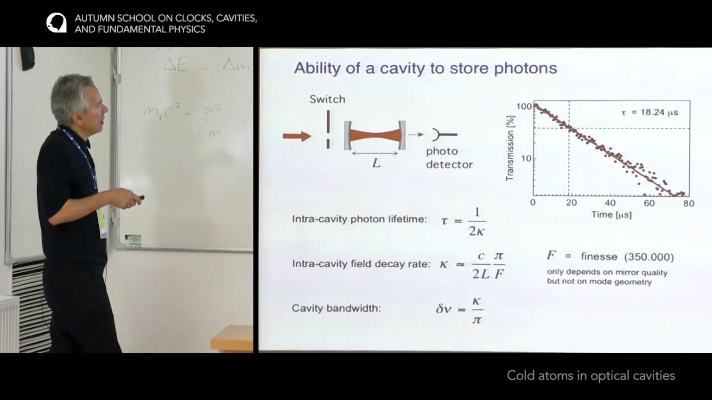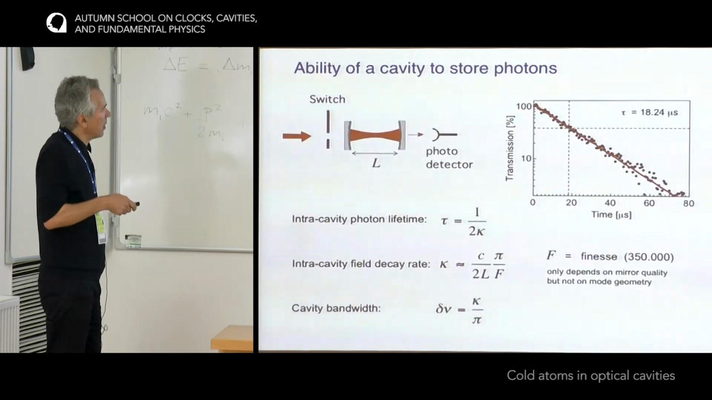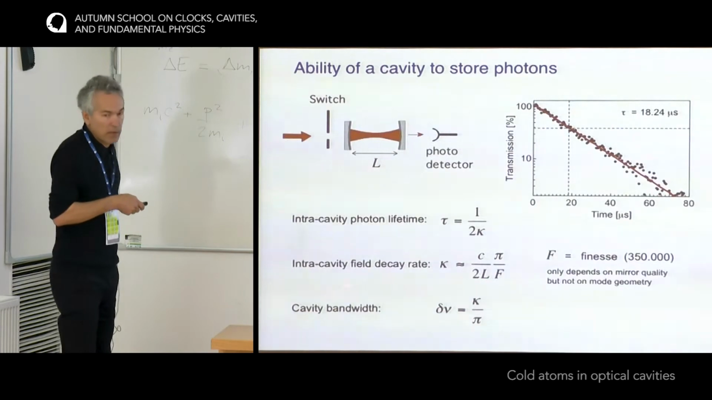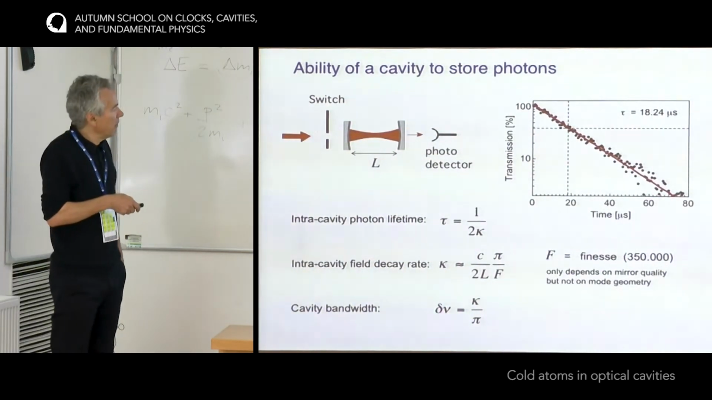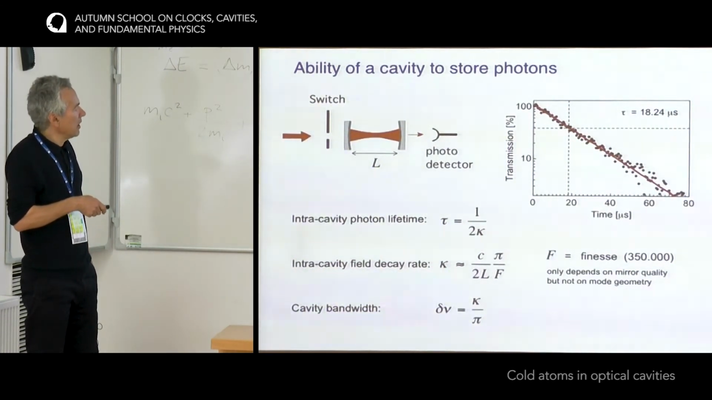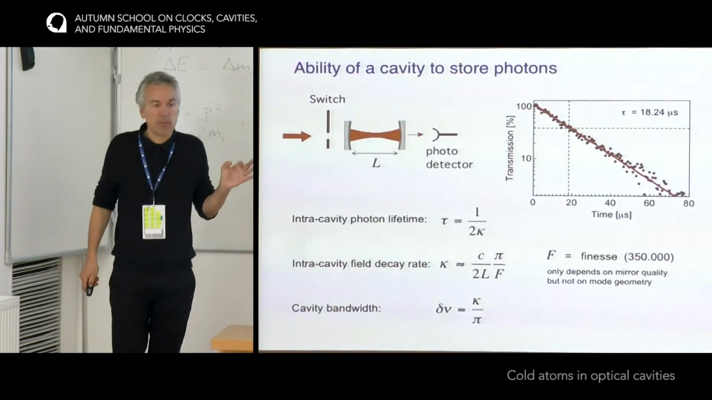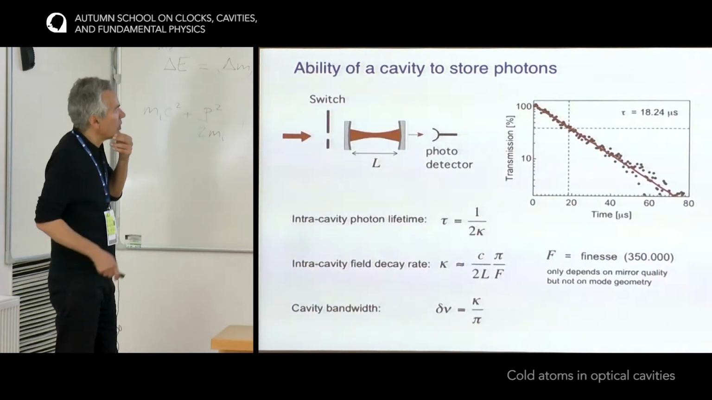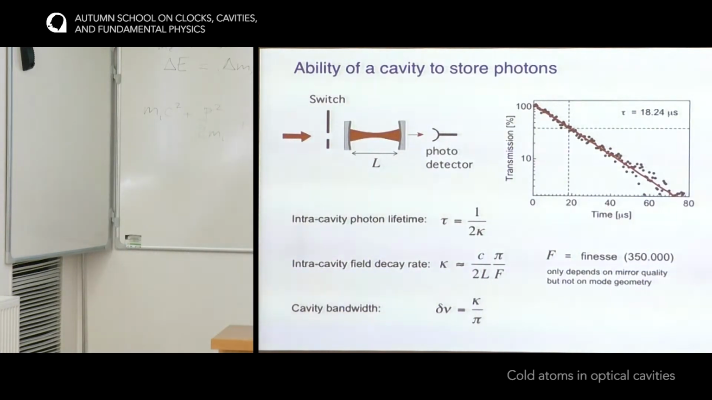The photon lifetime is directly related to kappa. This is the photon escape rate from the cavity, and kappa in turn is directly related to the width of the resonances of the cavity. So we have a fairly small value of kappa, and corresponding to that, the cavity bandwidth, the width of the cavity transmission resonance, is extremely small in our cavity, on the order of a couple of kilohertz, since our finesse is 350,000.